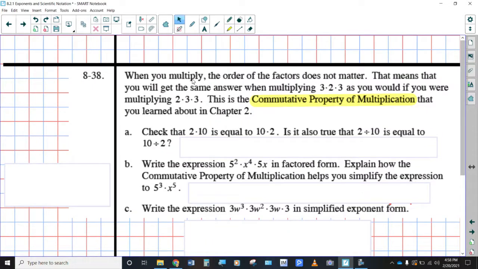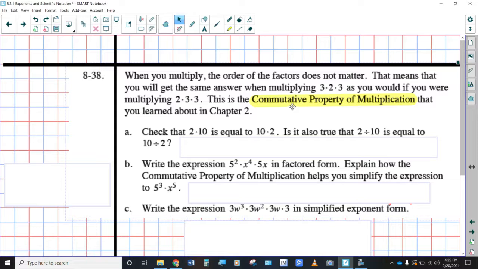All right, so when you multiply, the order of the factors does not matter. That means that you will get the same answer when multiplying 3 times 2 times 3 as you would if you multiplied 2 times 3 times 3. This rearranging of factors that are being multiplied together is what we refer to as the commutative property of multiplication. And we've talked about that a lot. I bring this up quite a bit when we're doing work. It doesn't matter the order of numbers that you're multiplying together. You can rearrange the order to make it easier to do mental math.